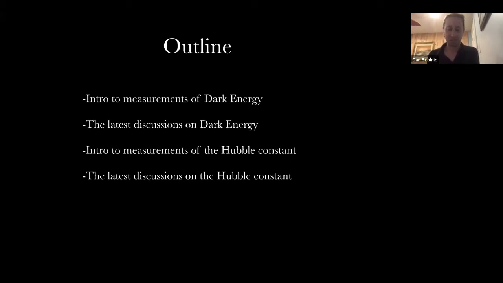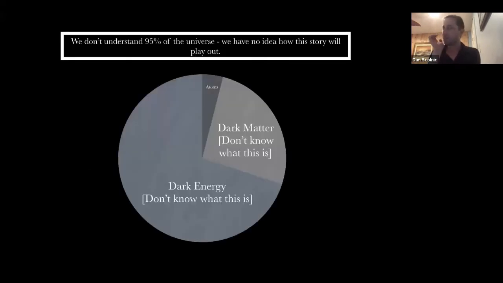I'll quickly give a review. I know you've now had two weeks on this, so I'll just blaze through this if this is okay. But I just want to give one preface, and this is the pie chart that everyone's seen before. There's dark energy, which is suddenly debatable now, and there's dark matter, and then there's atoms. And we don't know what dark matter is. We don't know what dark energy is.